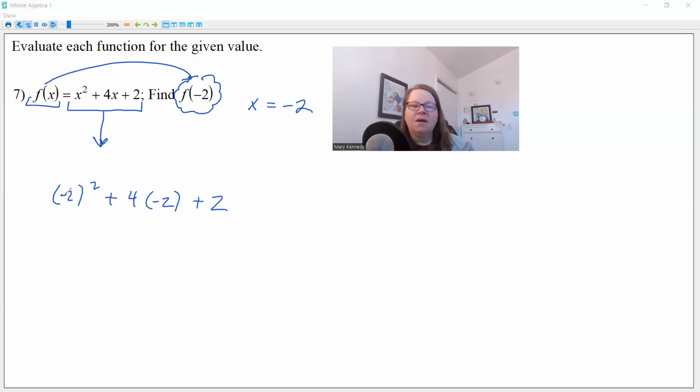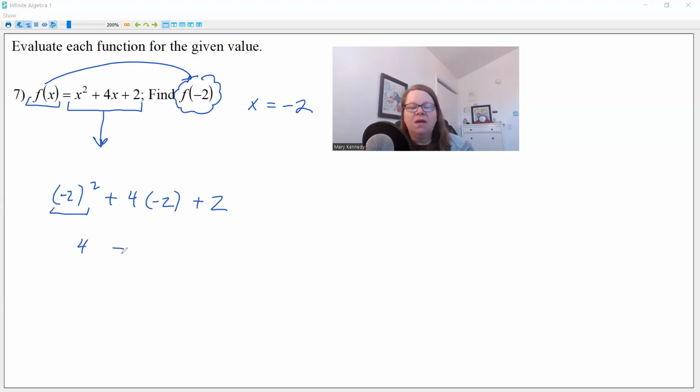There's a couple of reasons for the parentheses. One is, depending on your calculator, if you don't use parentheses, it's going to give you the wrong answer because you have to be in charge. You have to say, I need you to square this whole thing, this -2. If you don't do that, it's only going to square the 2 and then multiply it by a -1, which is not right.